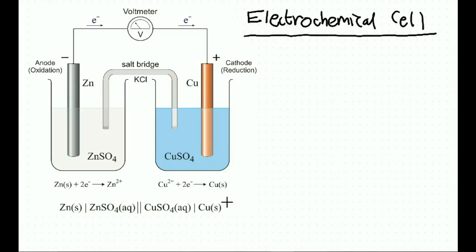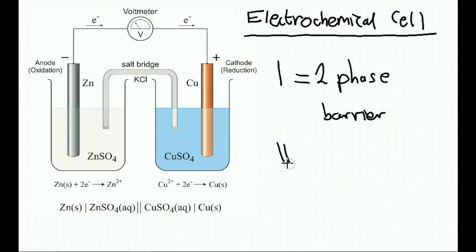Here you'll see how the cell is represented as an equation. A single line is a barrier between two phases, so a two-phase barrier. And a double line is a barrier between two cells, so a two-cell barrier. This is how you draw the equation: you have your solid on the outside and your aqueous ions in the middle.